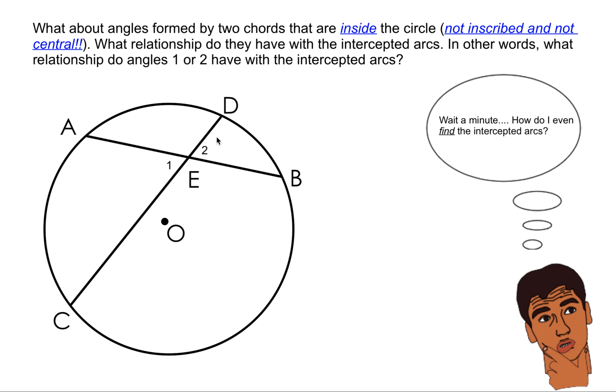This is nothing like anything we've ever seen before, but let's go back to something we've learned in the past. We're going to look at a couple of theorems that we've learned and we're going to apply them.